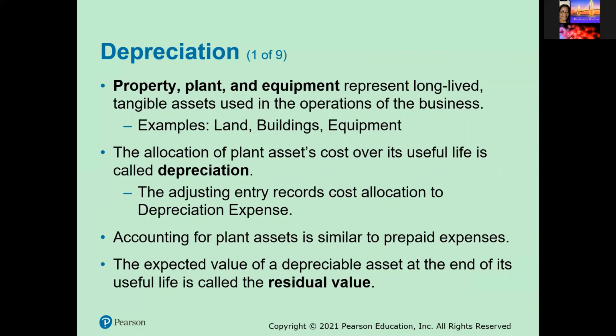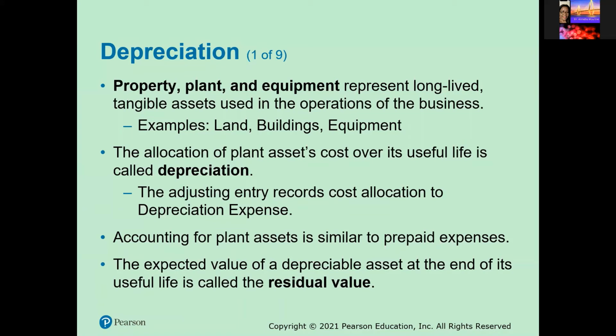Property, plant, and equipment are called plant assets. Property, plant, and equipment represent long-lived, tangible assets used in the operations of a business. Example, you have your land, building, equipment. The allocation of plant assets cost over its useful life is called depreciation.